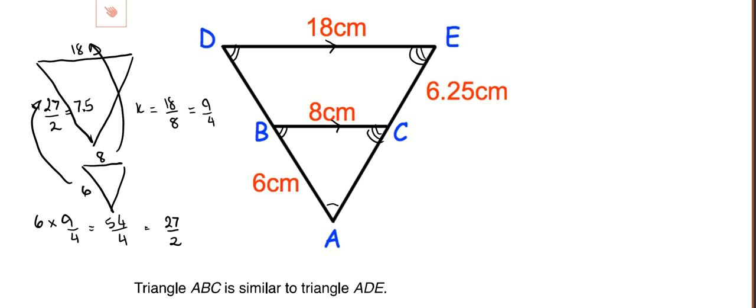27 over 2 is 13.5. So this whole length, here we go, this is the important thing, this whole length is 13.5. So this is the bit that's getting confusing, which was therefore this little bit is 13.5, but subtract the 6, which is 7.5. So that bit is 7.5.